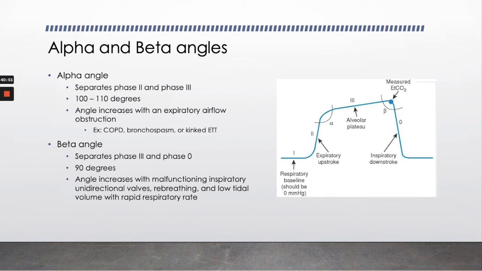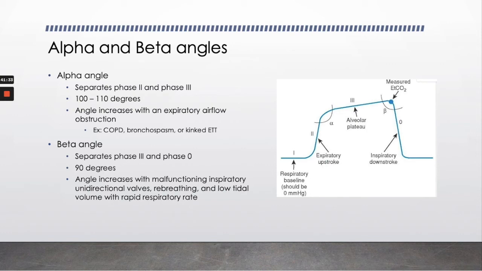Okay, so the alpha and beta angles. The alpha angle separates phase 2 and phase 3 right here, and it's generally between 100 and 110 degrees. Now, I know your books mentioned something about 90 degrees, but if you look at this, even if it's not drawn to scale, a 90-degree angle would be completely flat, but we always have this upslope. So that's just not accurate. I'm not sure why it's saying the angle increases to greater than 90 degrees. Well, the angle is already greater than 90 degrees.